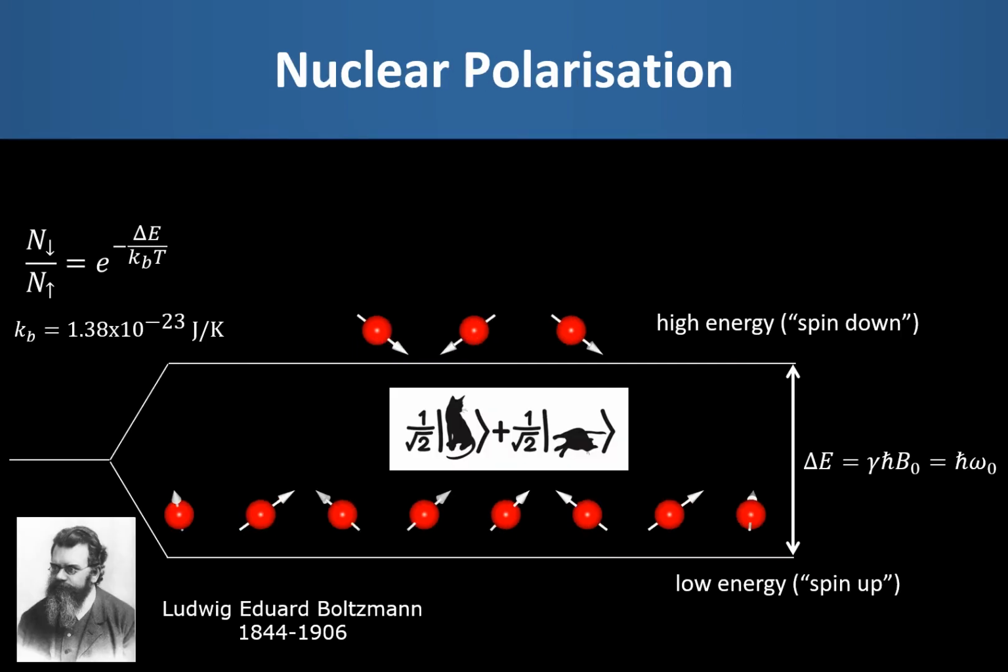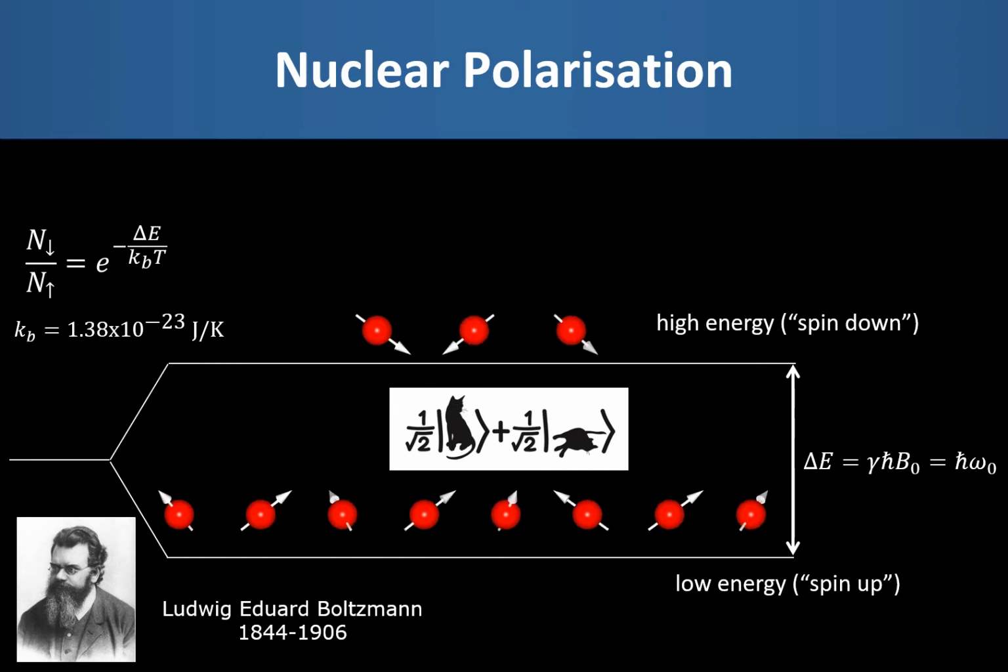The population distribution, known as the polarization P of the nuclei between the 2 states, is characterized by the Boltzmann distribution, which describes the distribution of energy among classical or distinguishable particles, where Kb is Boltzmann's constant and T is the absolute temperature. The human body temperature is normally around 310 Kelvin.